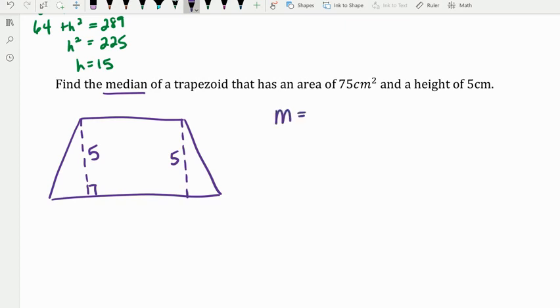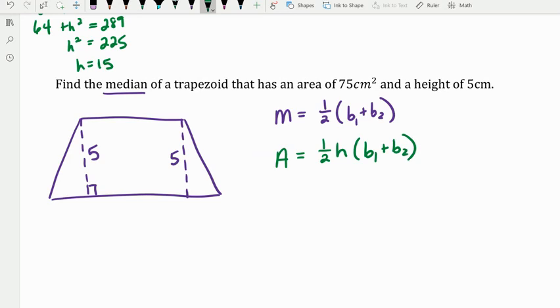Well, to find the median, remember it's the average of the two bases. So 1/2 base 1 plus base 2, right? But we don't know either of our bases. Okay, well, let's use our formula for area because it looks pretty similar to the formula for a median, right? Oops, I forgot my height. The only difference is we're going to multiply by height.